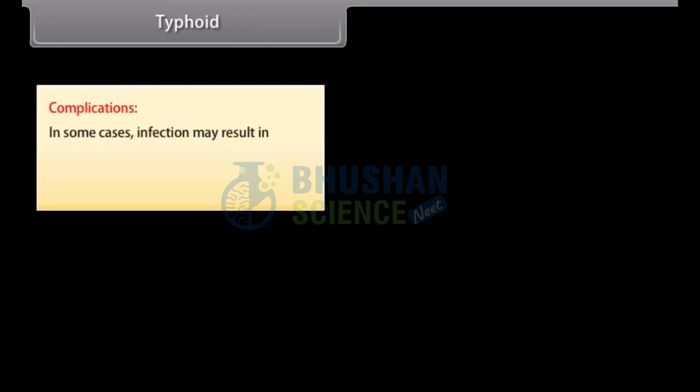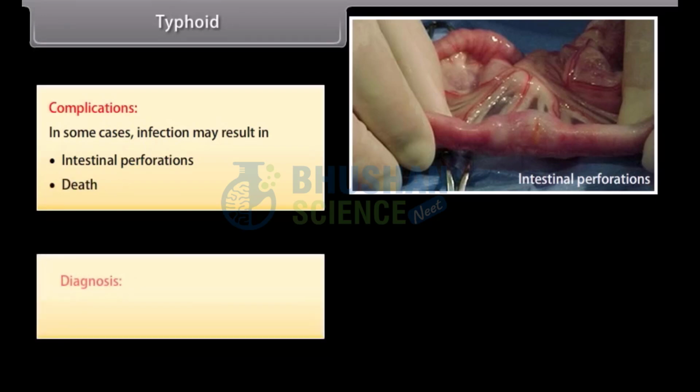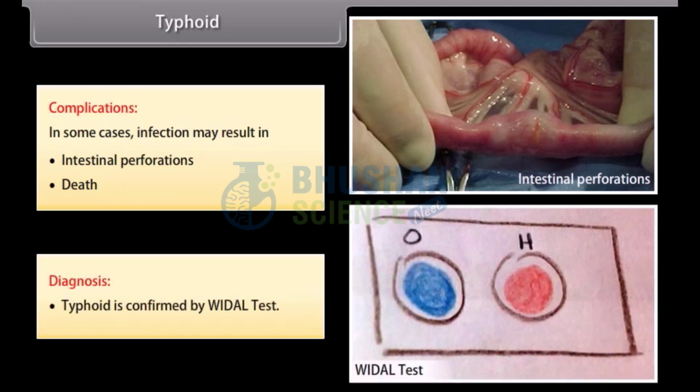Complications. In some cases, infection may result in intestinal perforations and death. Diagnosis. Typhoid is confirmed by the Vidal test.